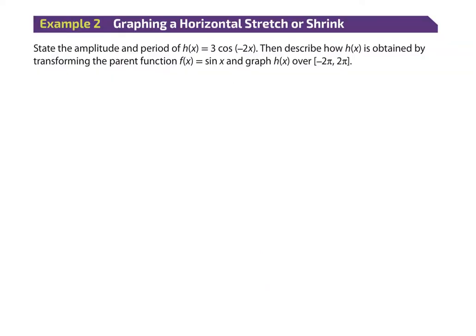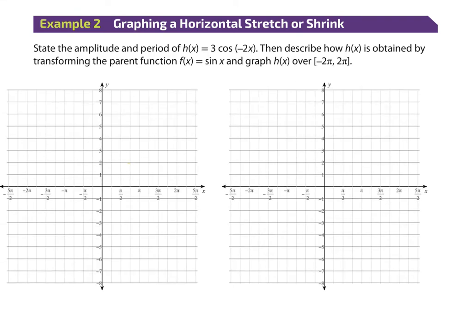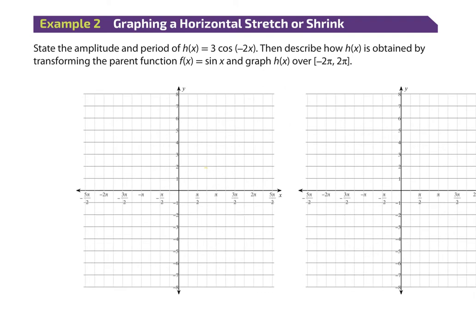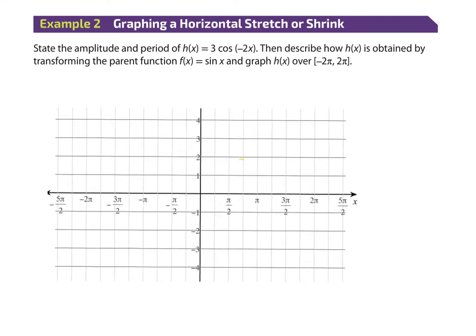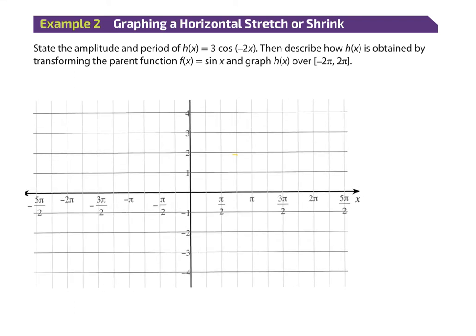All right? State the amplitude and period of this guy. Then describe how it is obtained by transforming the parent function over this. All right? And so for this one, we actually have a higher amplitude. So we're going to do this one a little bit different. All right. Now they want us to do the amplitude and the period. All right. So my amplitude, that's going to be the number in front of my function. Well, in this case, the absolute value of 3 is 3.